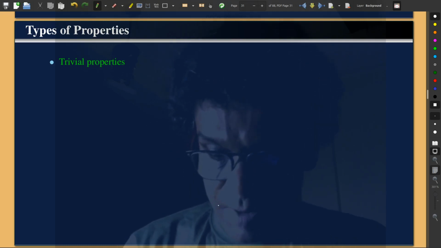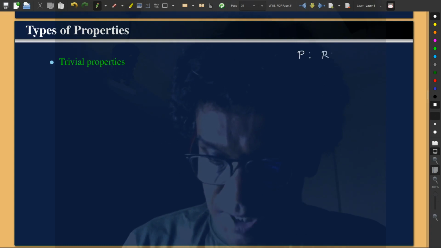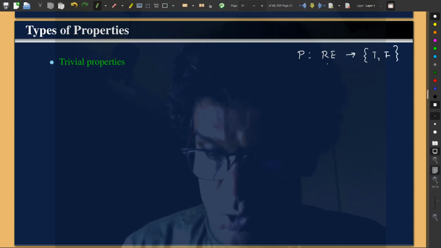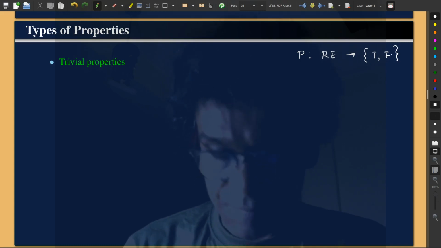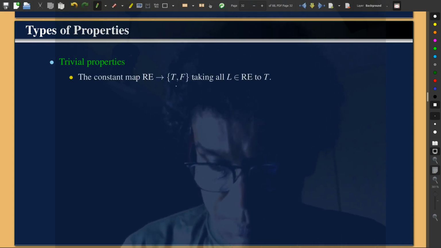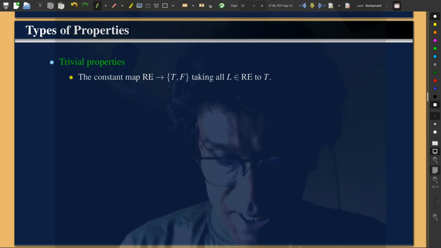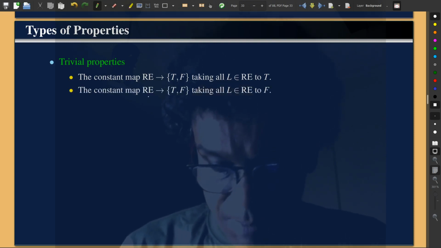Recall that a property is defined by a map P from the set or class of RE languages to true or false. There are only two properties that are trivial. That is the constant map T that takes every RE language to T, and the constant map F that takes every RE language to F. So this is the true map, the entire RE, and this is another constant map, the null set. So this property is called trivial because it trivially holds for all RE sets, and this is also called trivial because it trivially does not hold for all RE sets.